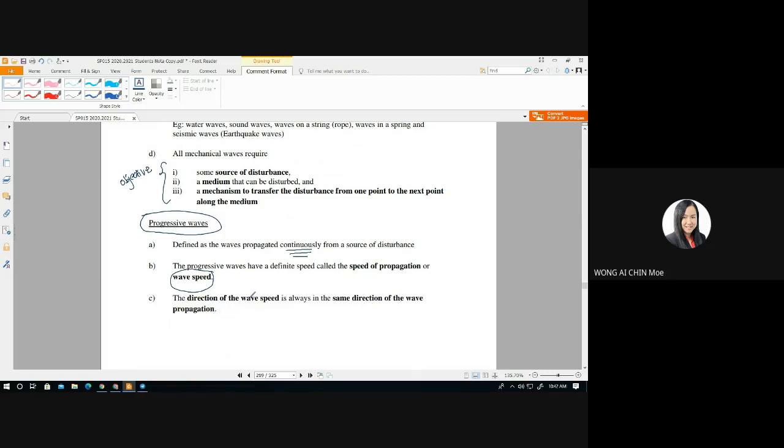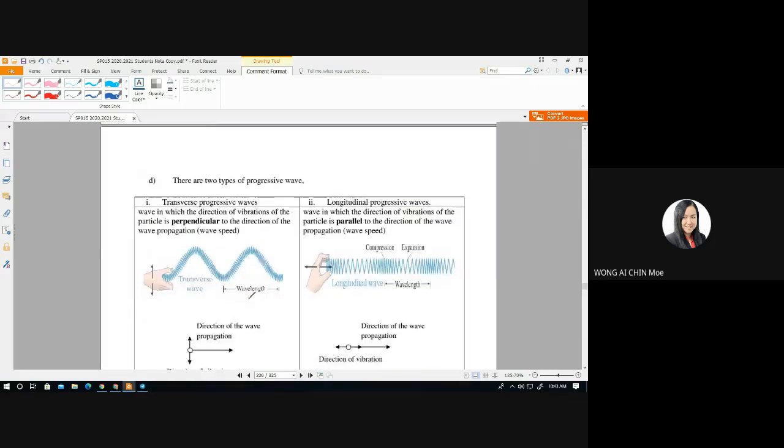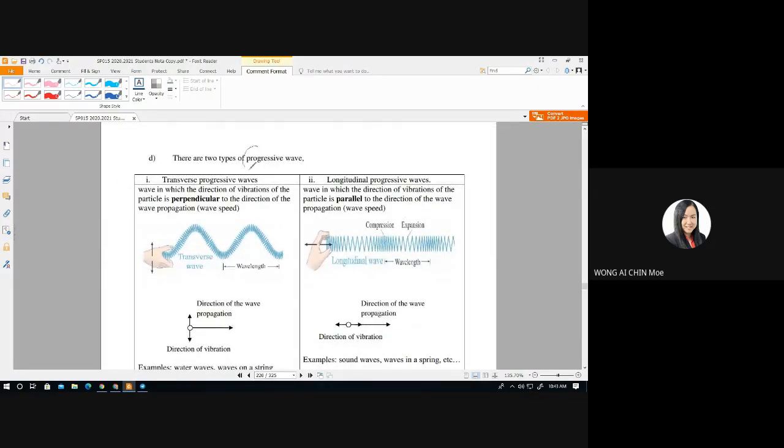Okay, so next kita tengok propagations. Actually, we have two types of progressive wave. The first one is transverse, where the direction of the vibration of the particle is perpendicular to the direction of the propagation. So if let's say we say transverse wave, meaning that your wave is going up and down, and the direction of the wave is always perpendicular to each other.